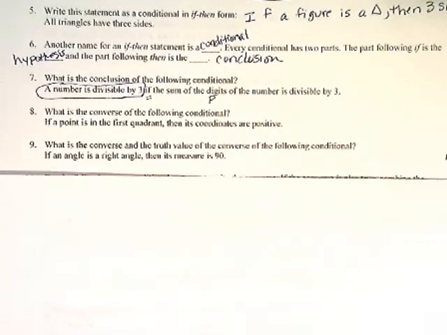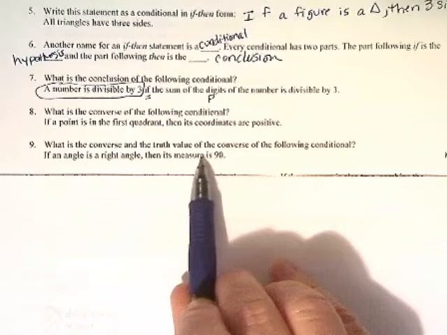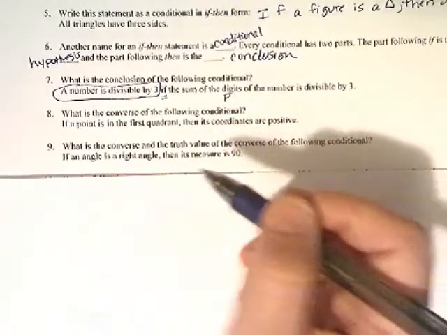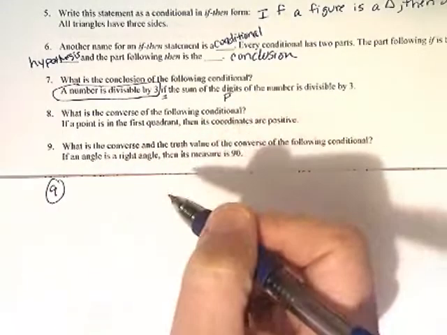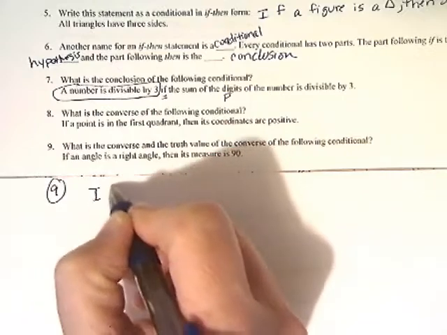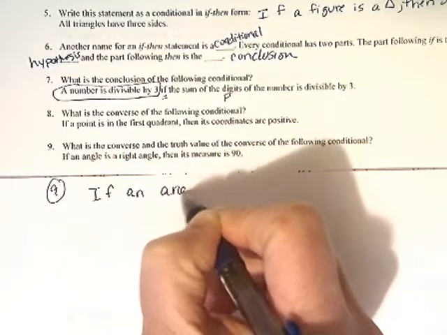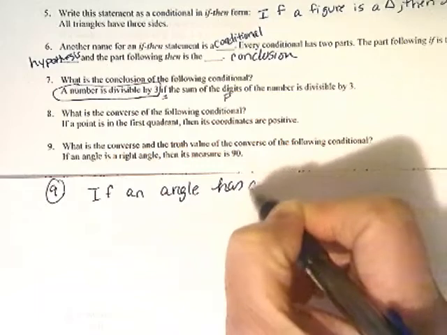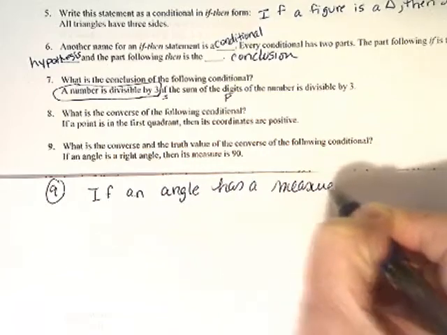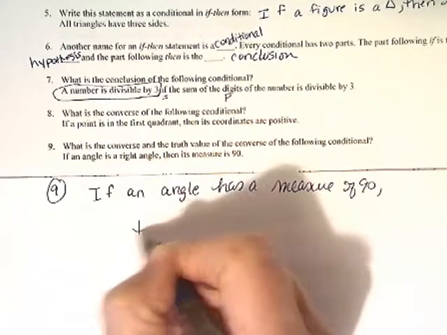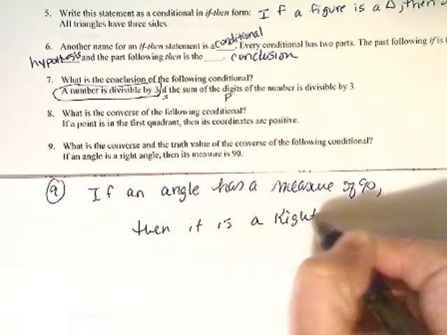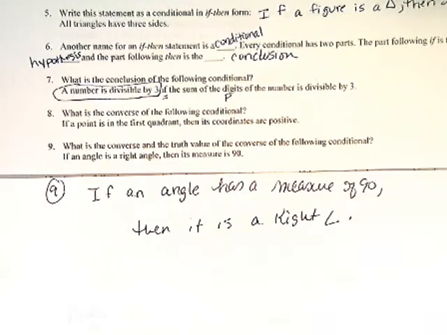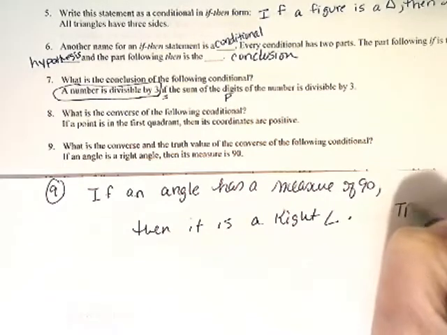Number 9 says, what is the converse and truth value of the converse of this conditional statement? The conditional statement says if an angle is a right angle, then its measure is 90. So the converse says if an angle has a measure of 90, then it is a right angle and it is true.